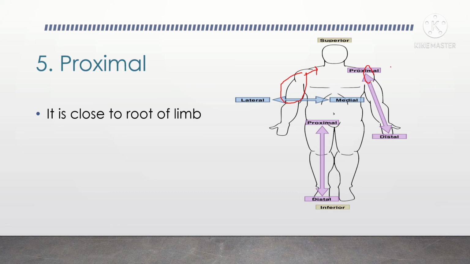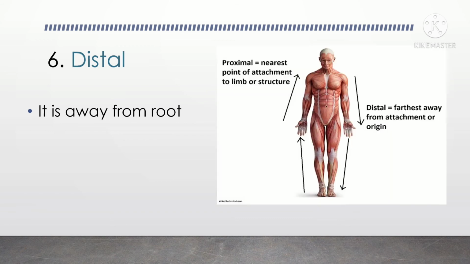This diagram clearly shows you the origin, proximal, and the distal part which comes over here is away from the body. It is away from the root or away from the origin. Proximal is the nearest point of attachment to the limb or the structure, whereas the distal is the farthest away from the attachment or the origin. This should be the anatomical position.